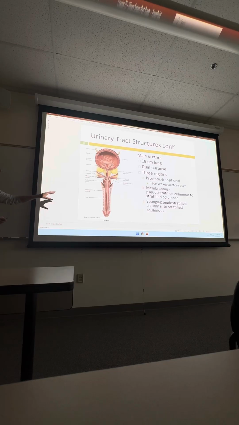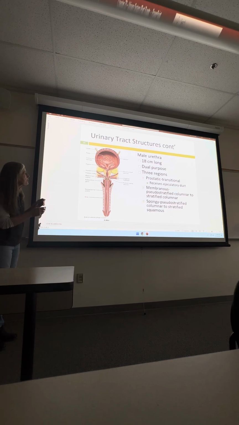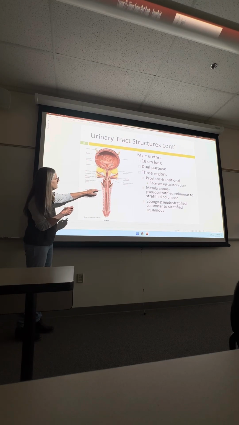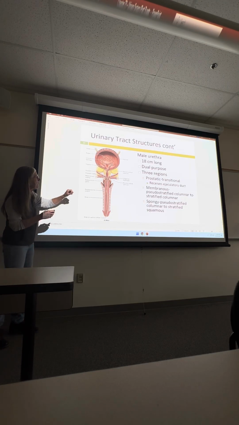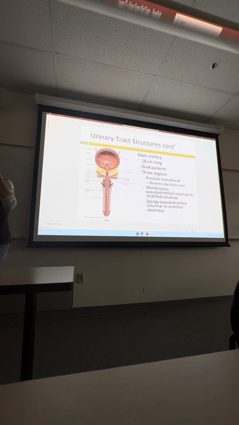This is the male's version. Here's our urinary bladder, 2 ureters, 1 urethra. Trigone, smooth. Ureteral slits defining the edges of the trigone. In males, we do have an internal urethral sphincter. We have a prostate gland that wraps around the urethra.